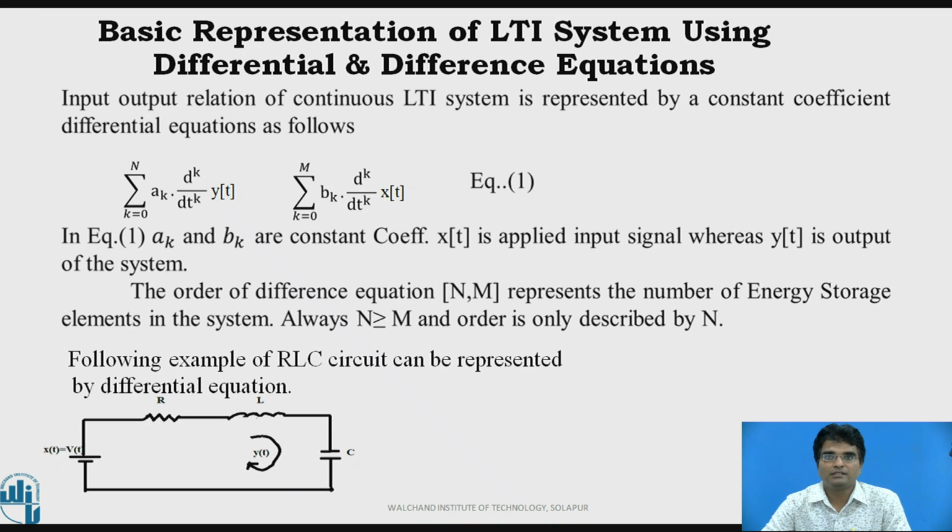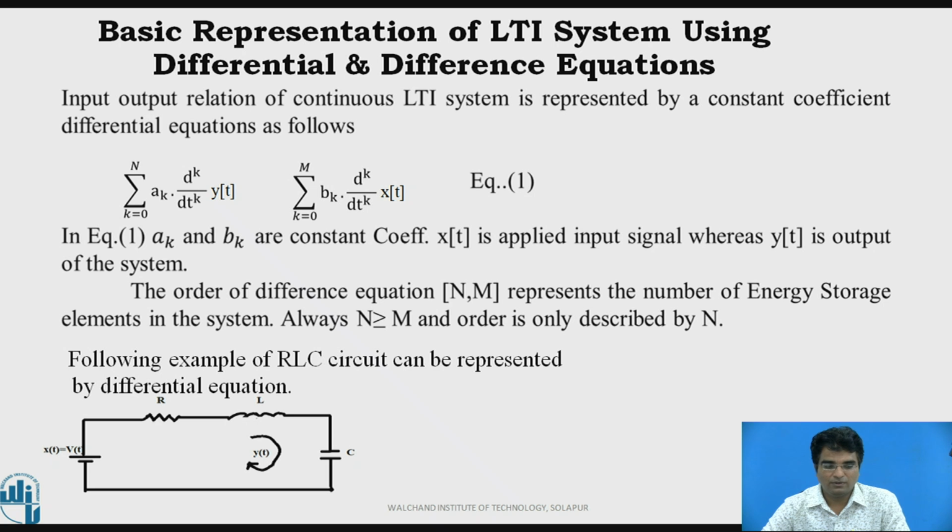Basic representations of LTI systems using differential and difference equations. The input output relation of a continuous LTI system is represented by a constant coefficient differential equation as follows: summation over k equals 0 to N of a_k d^k/dt^k y of t equals summation over k equals 0 to M of b_k d^k/dt^k x of t, given by equation 1. In equation 1, a_k and b_k are constant coefficients. x of t is the applied input signal, whereas y of t is the output of the system.